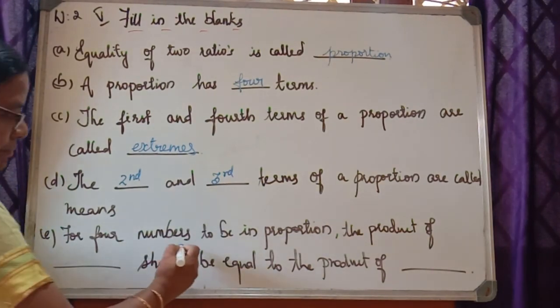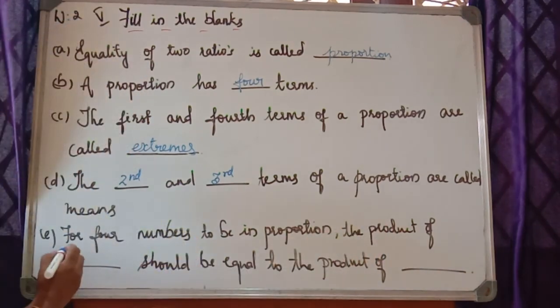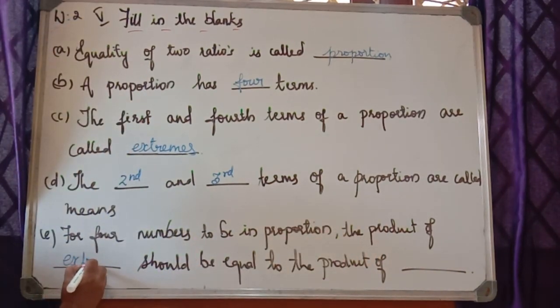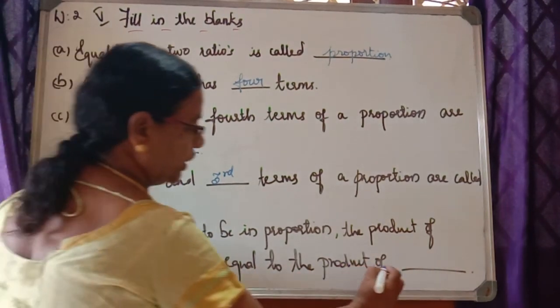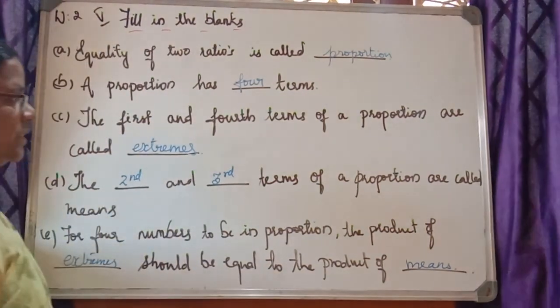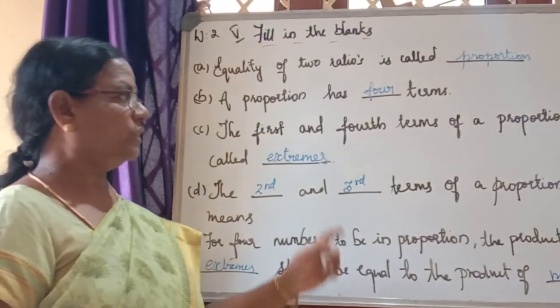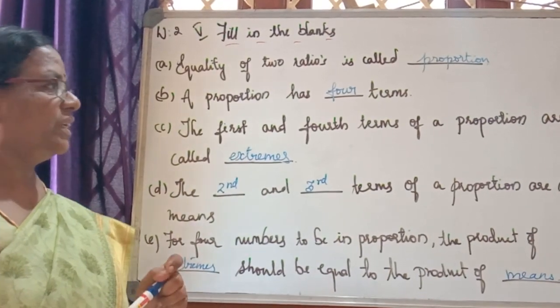For four numbers to be in proportion, the product of extremes should be equal to the product of means. This worksheet is for children. Copy down all the means in your CW and complete it before the next class.